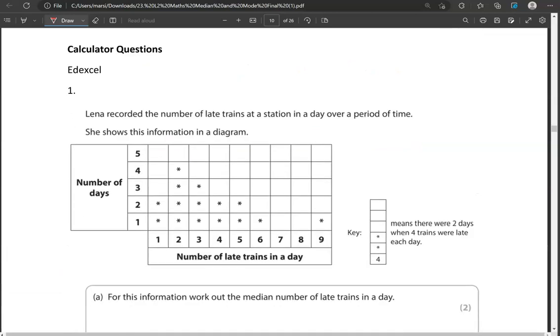We now move into the calculated questions. Lena recorded the number of late trains at the station in a day over a period of time. She shows this information in a diagram. For this information, work out the median number of late trains in a day.